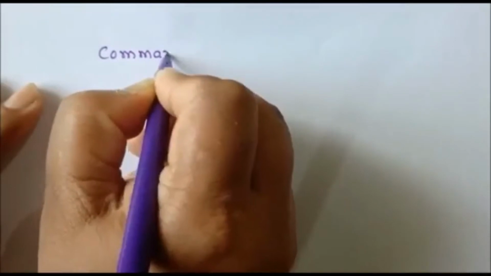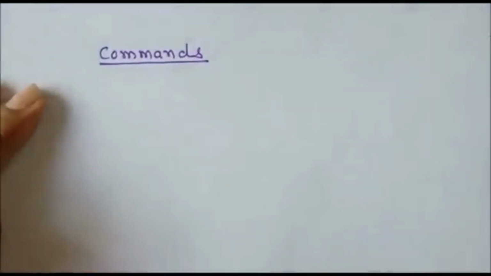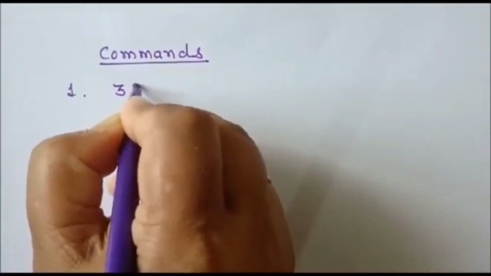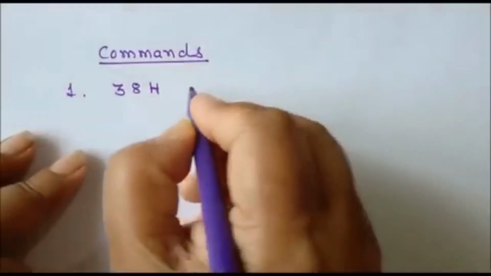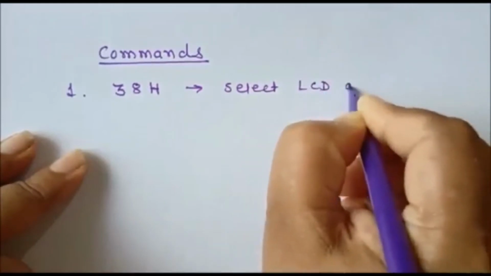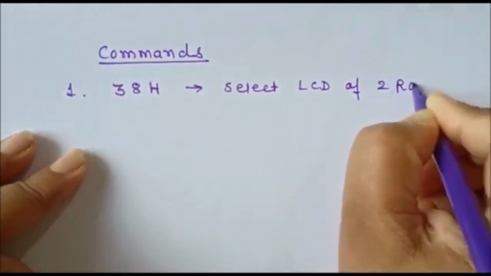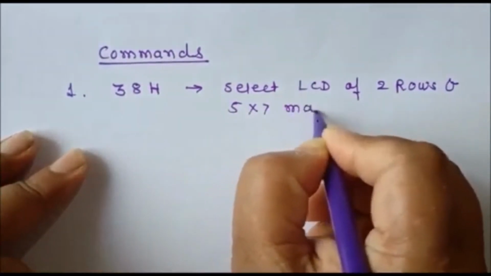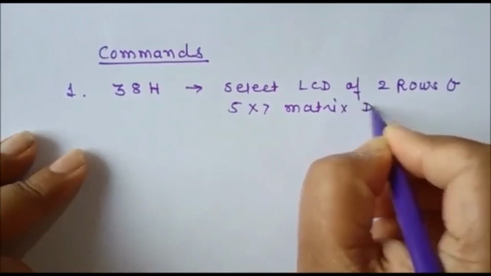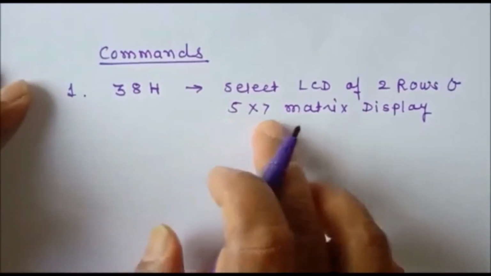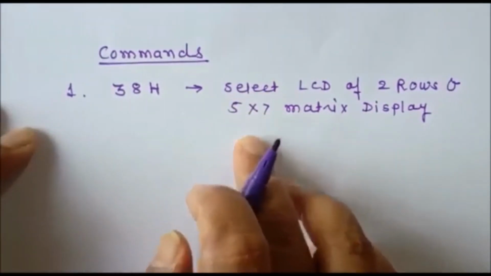A number of commands are available for LCD, but generally we use 3 commands. First command is 38H. 38H command is used to select LCD of 2 rows and 5/7 matrix display. That means to display each character on LCD, dot matrix pattern 5/7 is used.